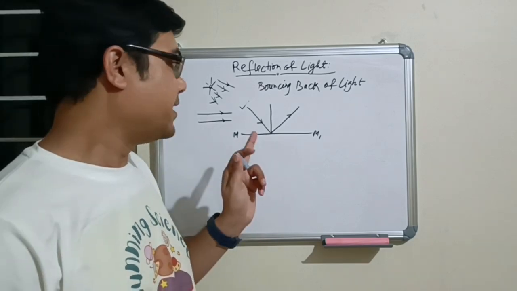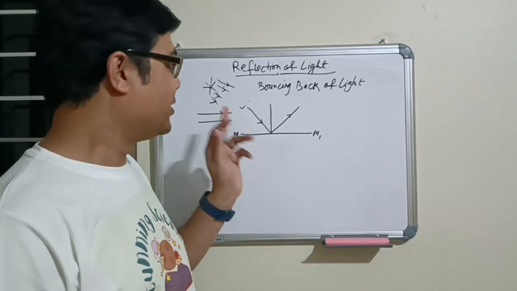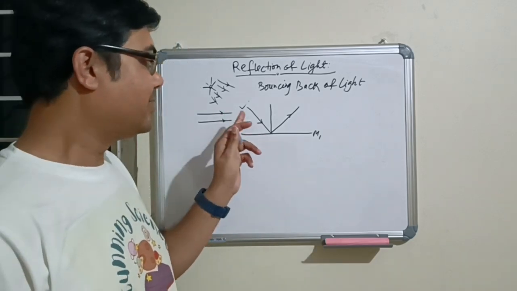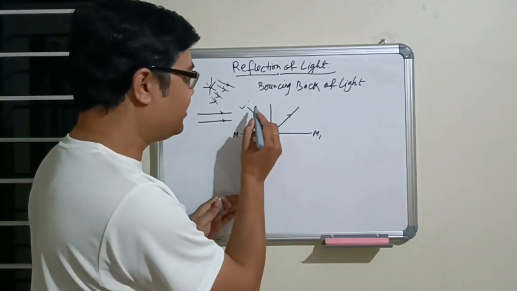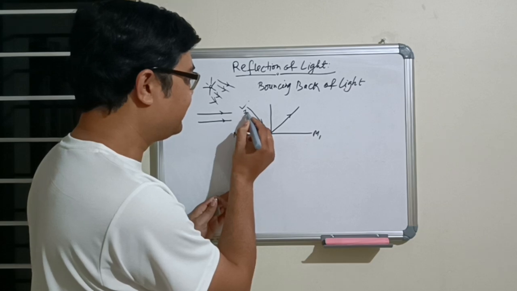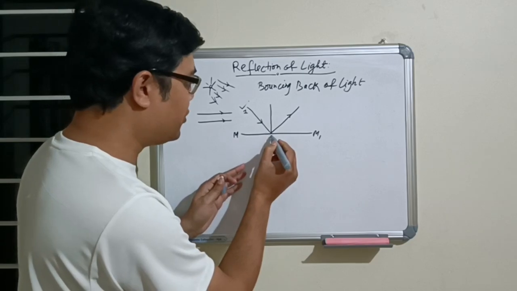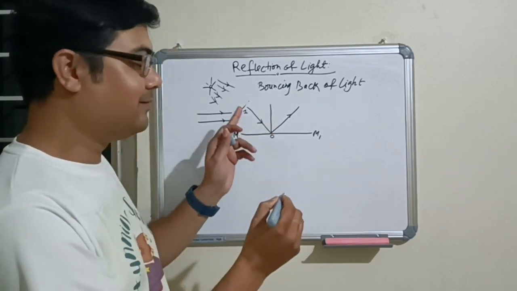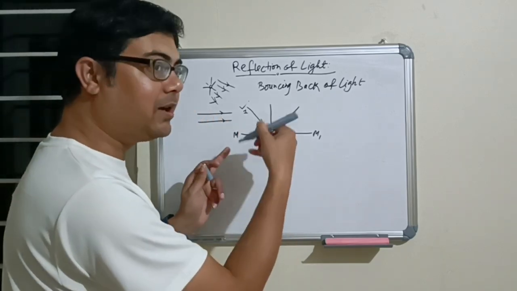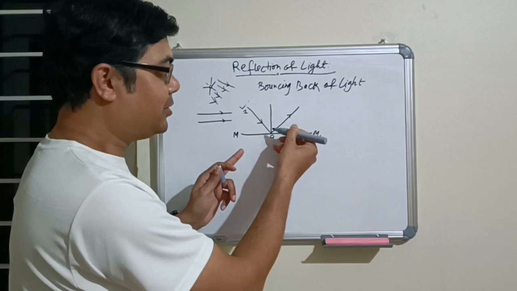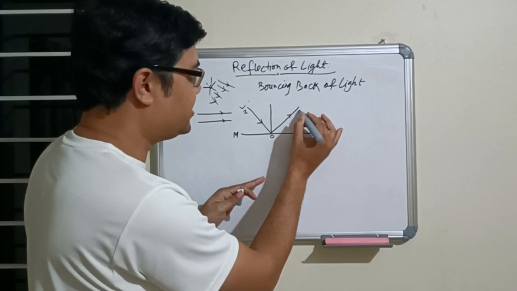This line is an imaginary line and it is known as the normal. So the normal is drawn at the point of incidence. What do you mean by incidence? When the ray of light, let's say ray 1, strikes the surface at a point, let's say point O, then this point O is known as the point of incidence. And after reflection, the ray goes off in another direction. Let us say it is ray 2.